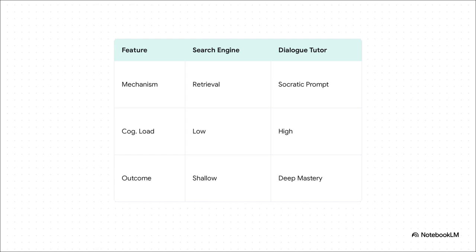When a student asks a question, the AI uses Socratic prompting. It asks a guiding question back. It outright refuses to just hand over the correct answer. So the cognitive load remains high because the AI is acting as a sparring partner, co-creating the explanation with the student. The result? Deep conceptual mastery. You are essentially scaling your own expertise by giving every single student a tireless 24/7 tutor.